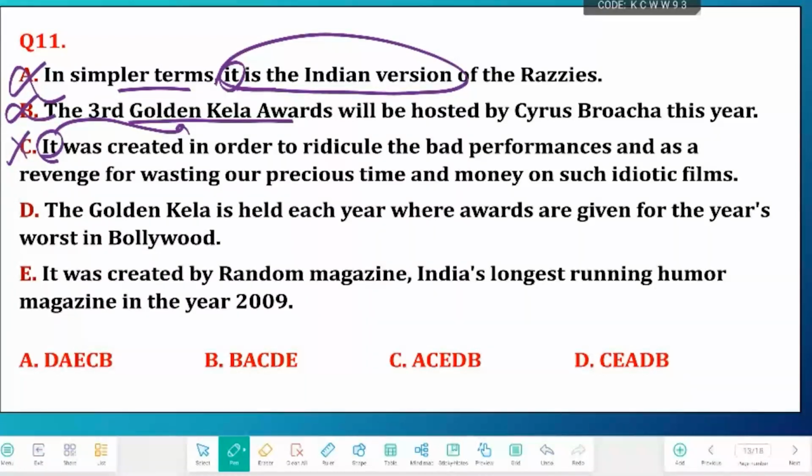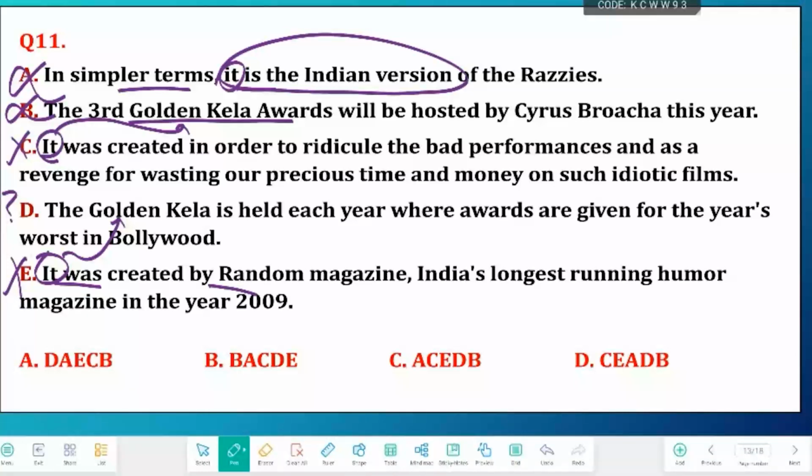The Golden Kela is held each year where awards are given for the year's worst in Bollywood. This may be our first statement. Let's put a question mark. And it was created by a random magazine. What does that mean? Again, same linking towards the Golden Kela Awards. Can't be your first statement. So eliminate E statement. What are we left with?